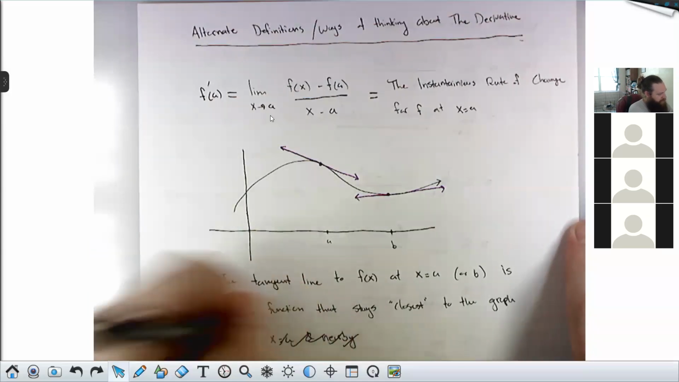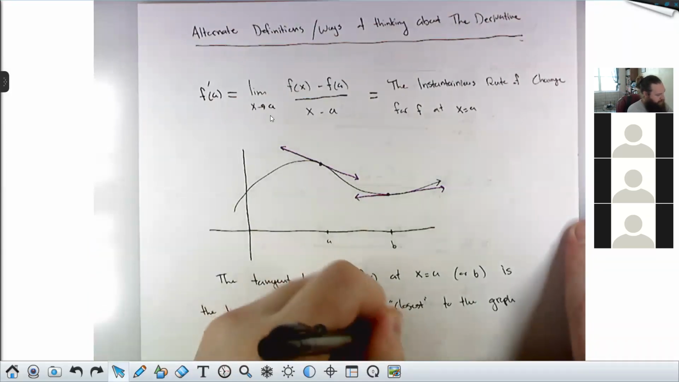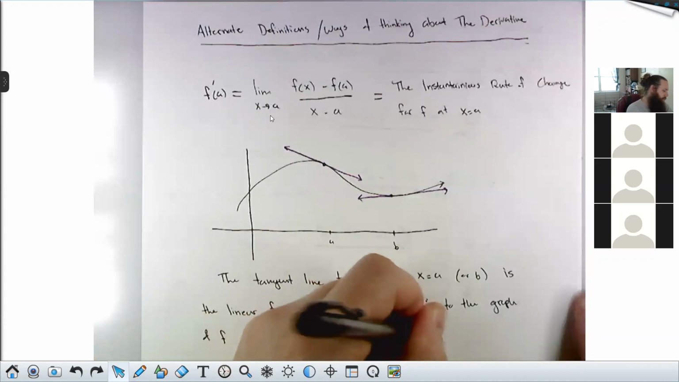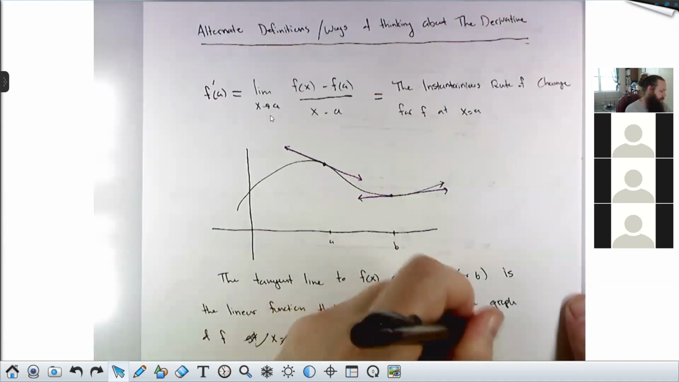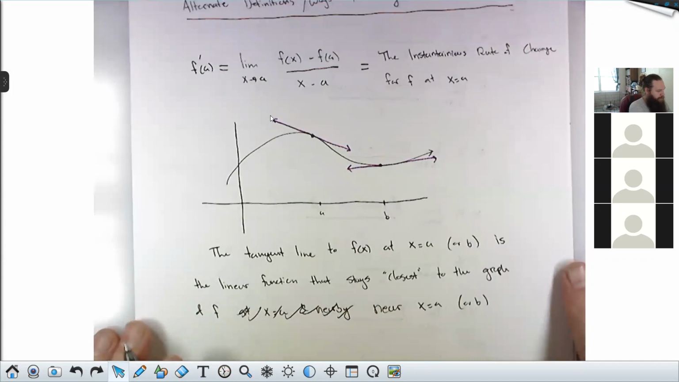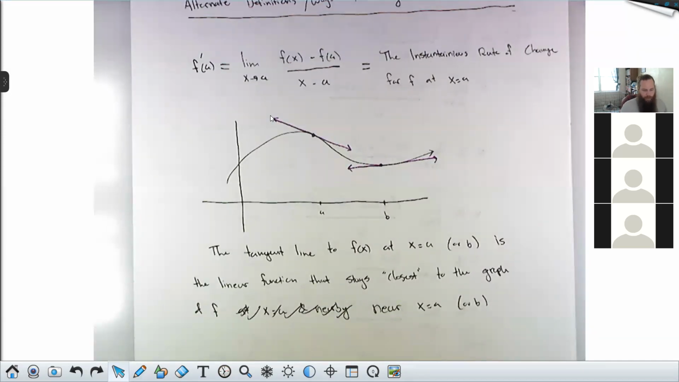Actually, let me rephrase that. Let me just say nearby, near x equals a or b, whatever you're looking at. So what do I mean by that? I mean, if you think about all the lines that pass through this point, the line that stays closest to the black curve on both sides is the tangent line.